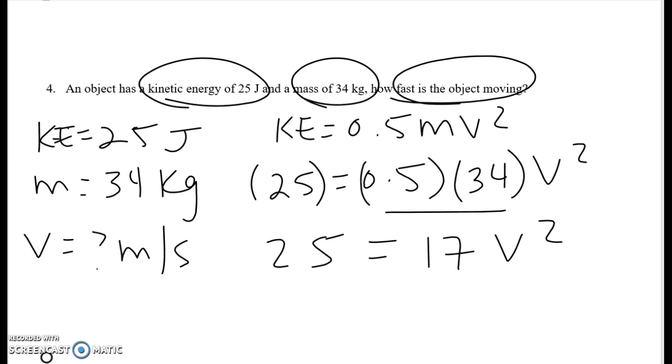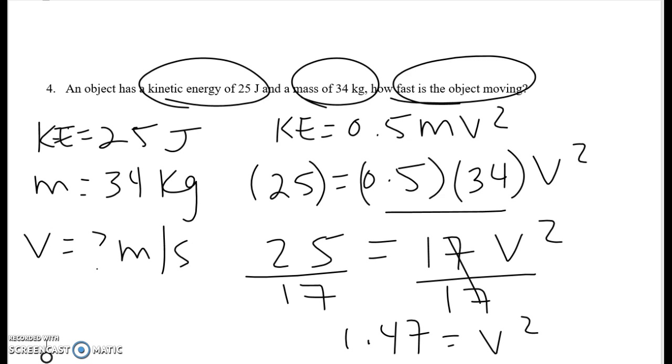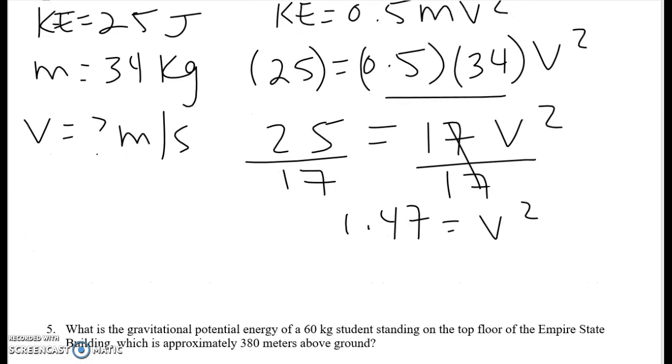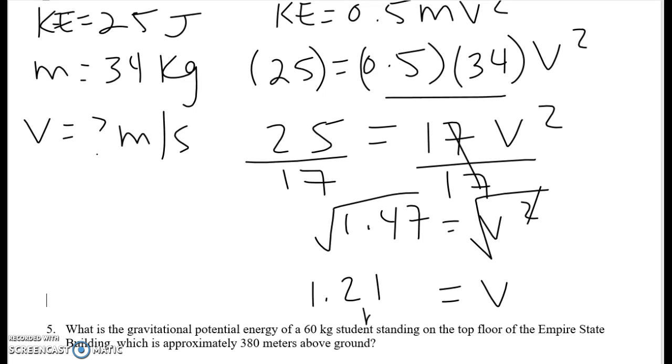Then the 17 is being multiplied by V squared, so I'm going to divide both sides by 17. Then I'm going to take 25 divided by 17, which gives me 1.47. And then my last step is to square root both sides to get rid of that square. So V is equal to the square root of 1.47, which is 1.21 meters per second.